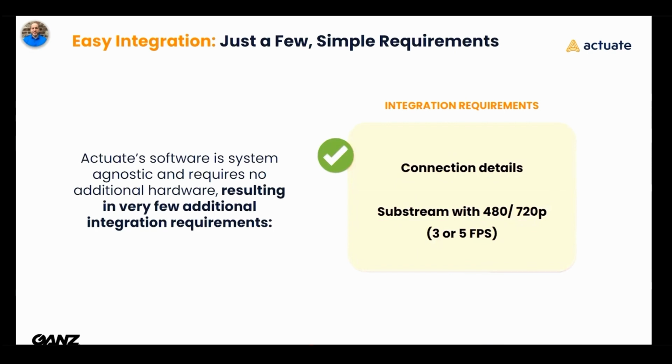We don't have a lot of requirements besides getting access to the VMS, like I mentioned, either over the internet or over site-to-site VPN. All we need is either 480p, 3 FPS for anything that is not gun or slip and fall, and 720p and 5 FPS for gun and slip and fall, which results in very low bandwidth usage. We don't stress. We can run on a lot of cameras using those specifics and don't use a lot of bandwidth.